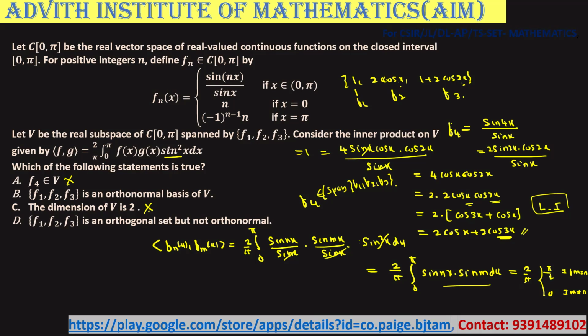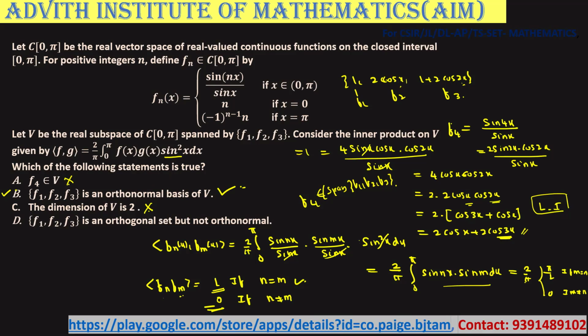Right? So 2 by pi into pi by 2 అంటే 1 అవుతుంది, 2 by pi into 0 అంటే 0. So therefore the inner product of fn comma fm, n comma m ఏదైనా కావచ్చు, is equal to 1 if n is equal to m, sir, equal to 0 if n is not equal to m. That means fn comma fm are orthogonal to each other, right? And whenever it is equal, then it is a unit vector. That means it is an orthonormal basis. So therefore option B is true, sir.